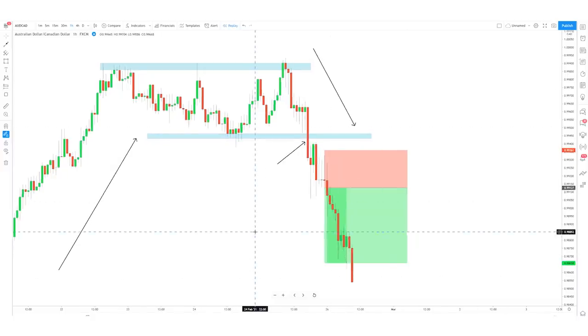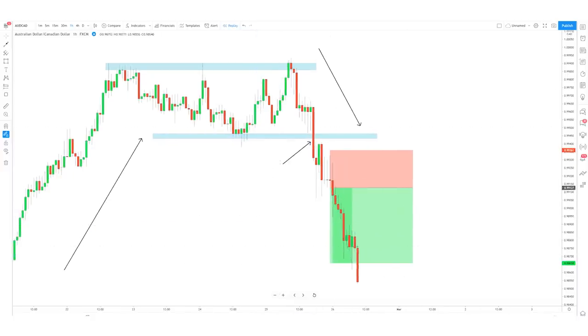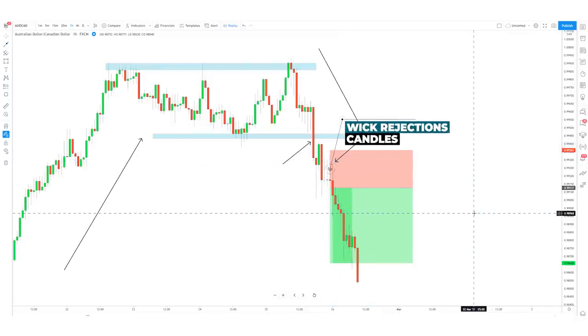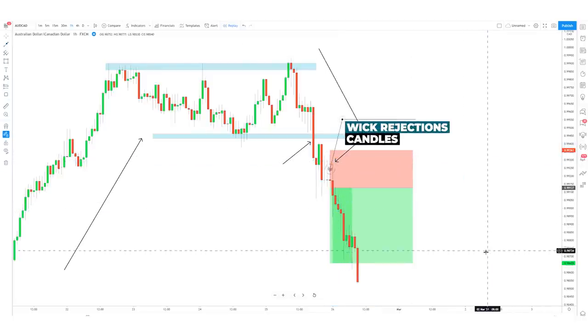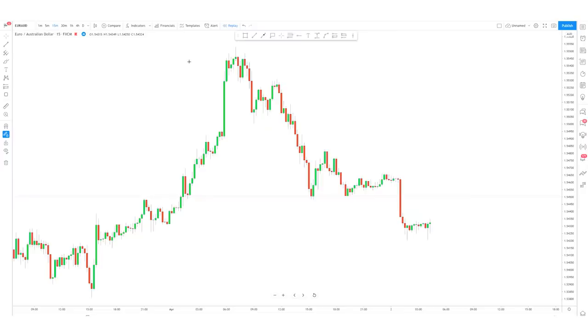There you have it, a really nice take profit. And how do we identify that? Well, we brought all of our confluence together, and we simply used our wick rejection candles. Let's take a look at our final example.